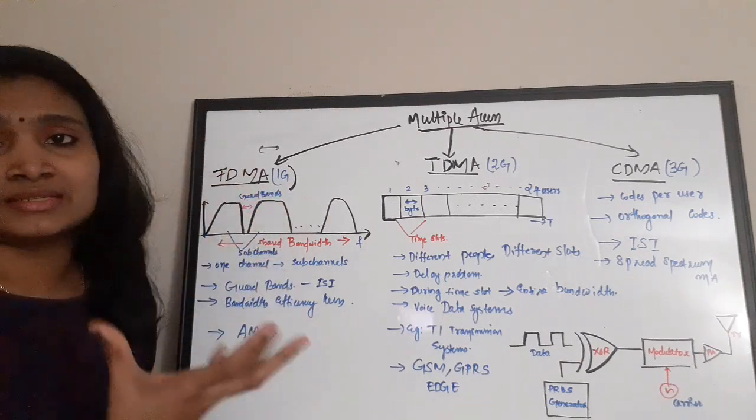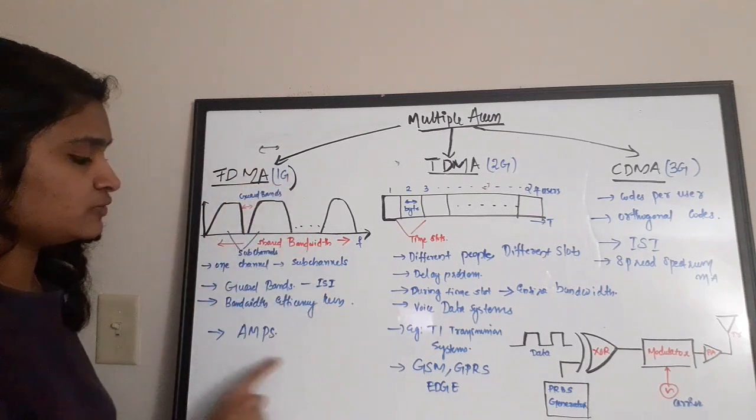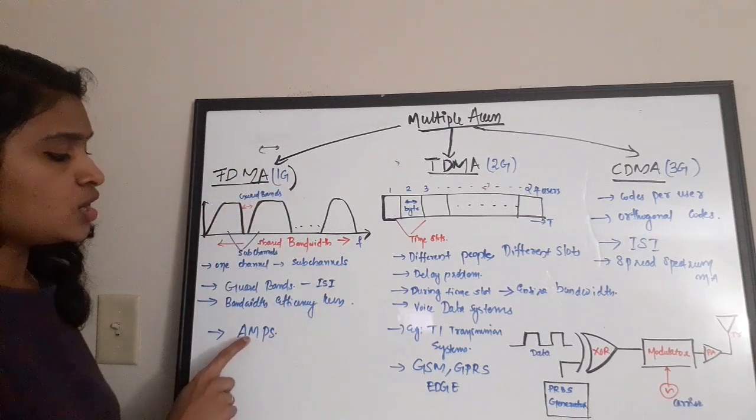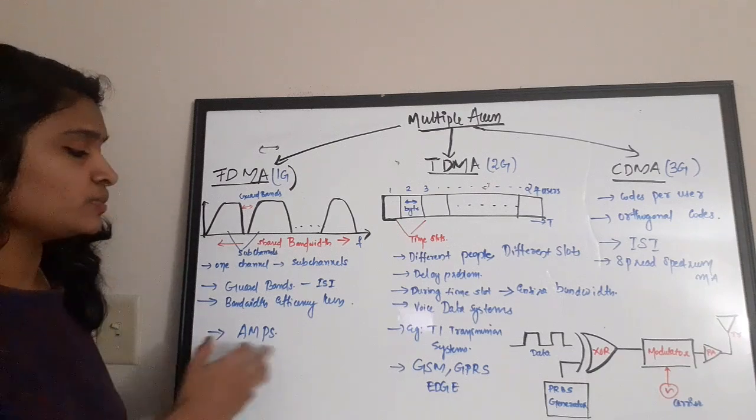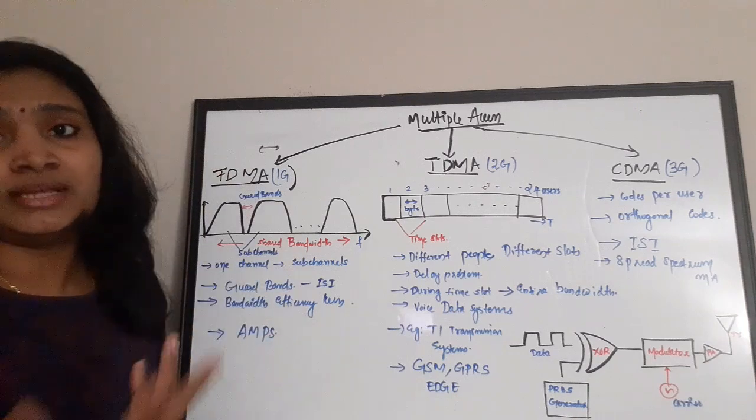Anyway, this is the whole concept of FDMA, and it is used in 1G techniques, especially for AMPS, that is Advanced Mobile Phone Systems. For AMPS, this FDMA was actually used.